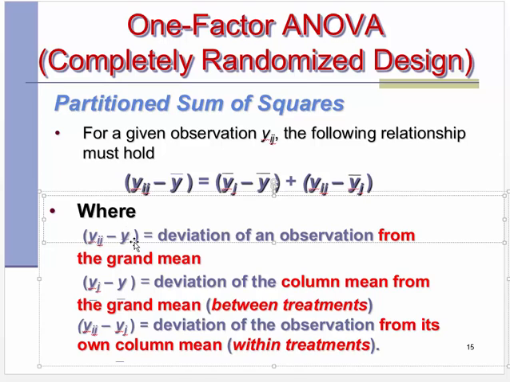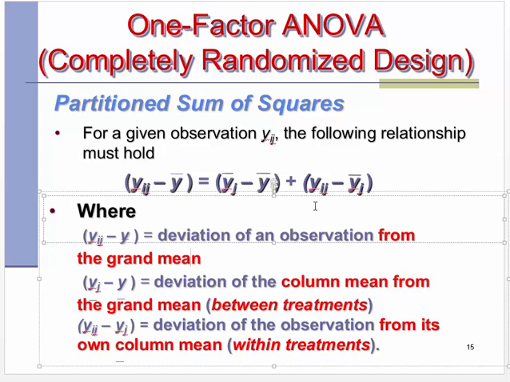So this is the deviation of an observation from the grand mean. This item here, yj bar minus y bar, is actually the deviation of the column mean from the grand mean. This shows the effects of different treatment groups because each column represents a different treatment. So this part is called between treatments.